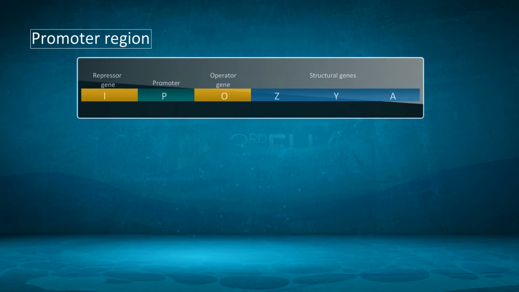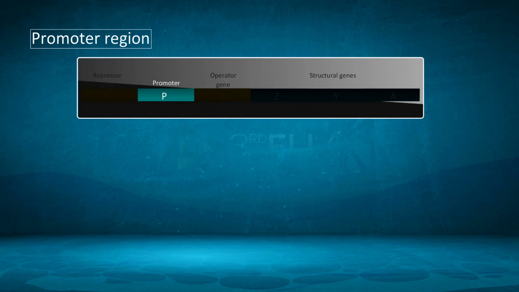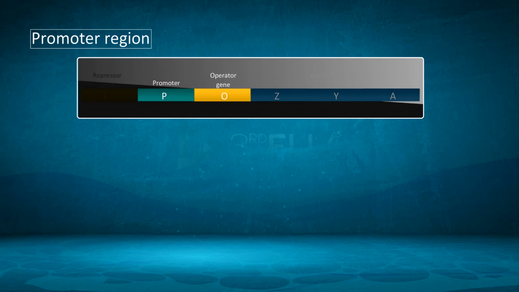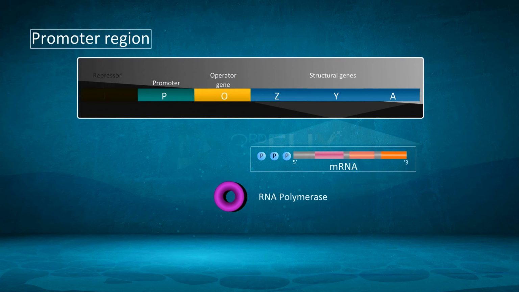Promoter region. The promoter region is the actual site of initiation of transcription. It is upstream, next to the operator region. RNA polymerase, the enzyme catalyzing mRNA transcription, binds to the promoter region and moves along the operator and structural genes.